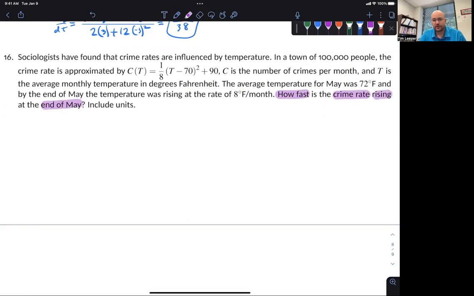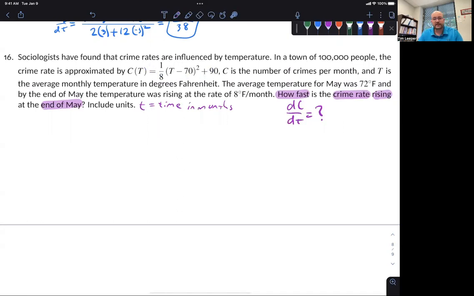Now, this is asking me crime rate is C, and it's asking how fast. That's little t, if you will. So little t is the time in months. Okay, so if that's the case, then how fast is the crime rate rising? That is asking effectively, dC/dt is equal to what? That's what we want to know, dC over d little t.